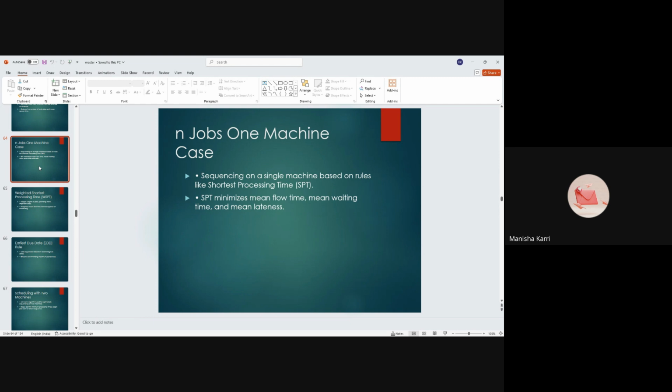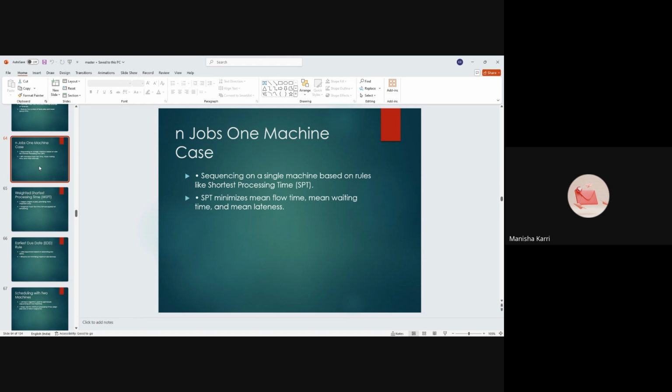Sequencing rules, like shortest processing time, SPT. This is a common rule where jobs are scheduled based on their processing times, with the shortest job going first. Why SPT? Generally, SPT is used because it efficiently organizes jobs to reduce delays and keep the production line moving smoothly. The benefit of SPT in a single machine case is that it minimizes the mean flow time.